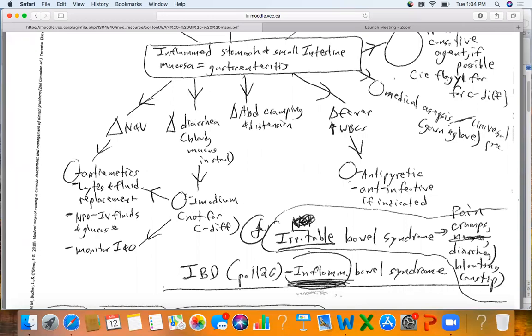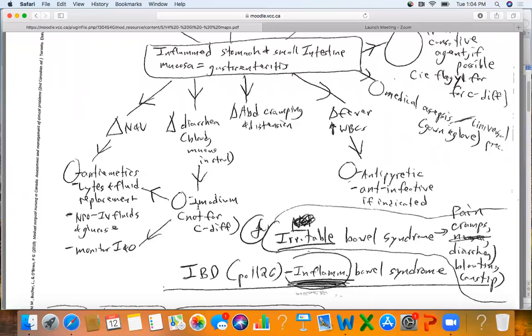Why don't we give Imodium for the diarrhea that accompanies the C. diff infection? We don't give Imodium because we want the infectious agent to leave via the stool. So for C. diff, we would not give Imodium because the agent is removed via the stool.